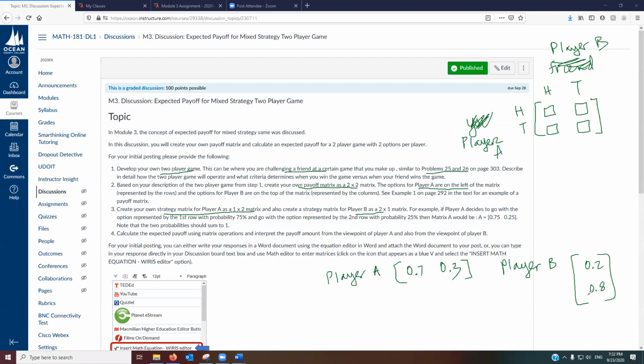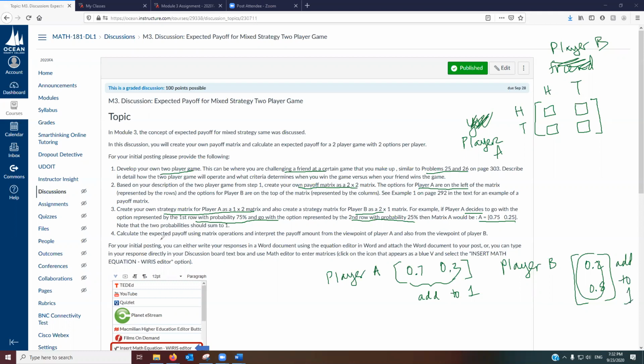Okay. So here's an example. If player A decides to go with the option represented by the first row with 75% probability and the second row with 25%, then matrix A would be 0.75, 0.25. Again, you're going to make these up, but these numbers should add to 1. Right? These probabilities should add up to 1.